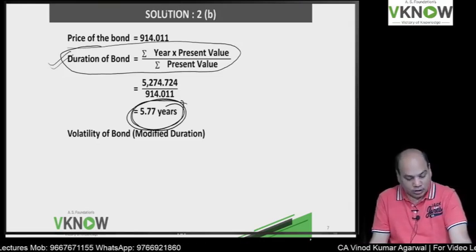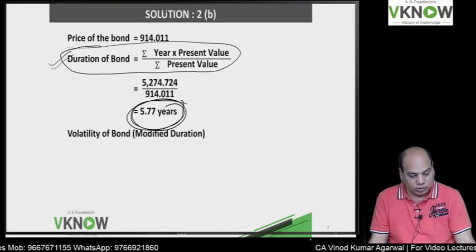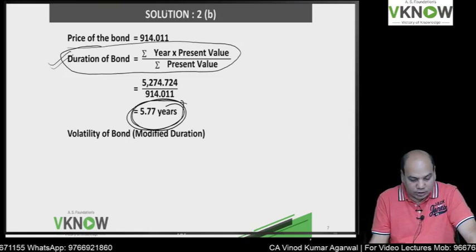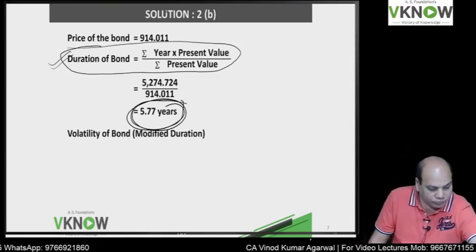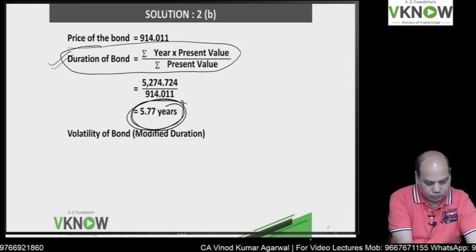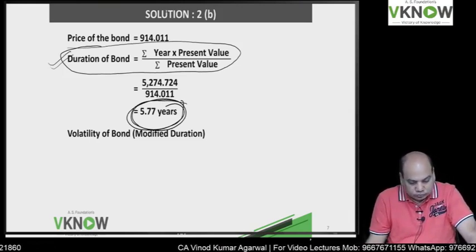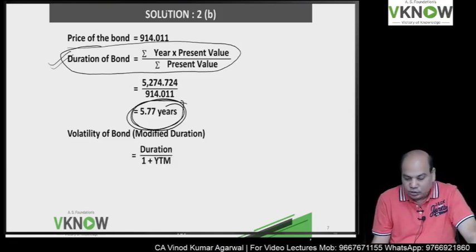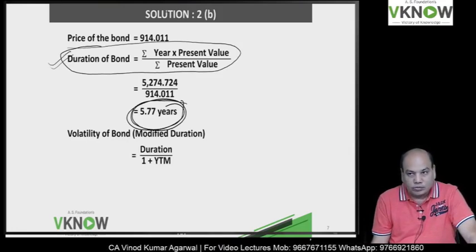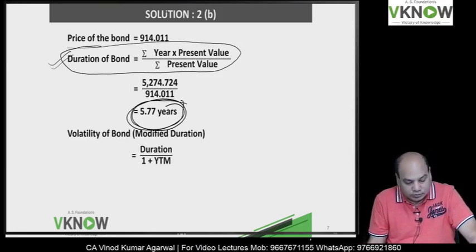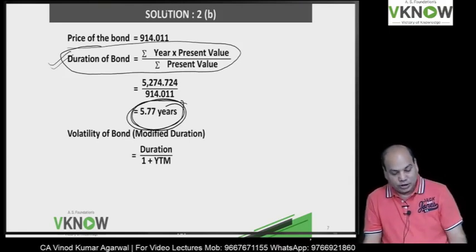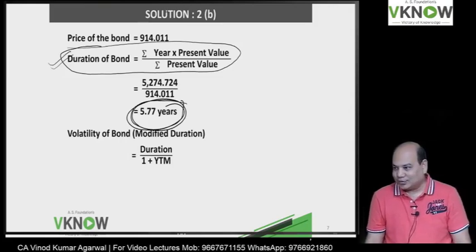So please write down our next answer. What is the volatility of the bond? Everybody please reply. Volatility of the bond. That is modified duration is equal to, first write the formula, duration upon 1 plus YTM. Write nicely. One day you have to revise also.